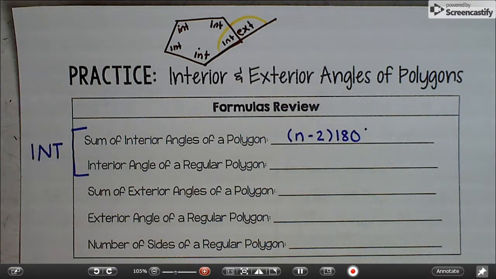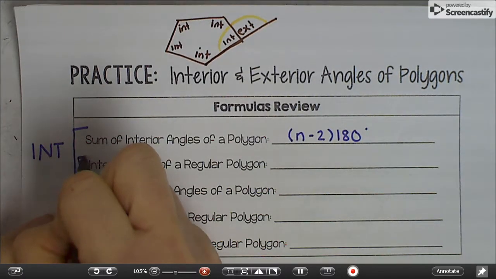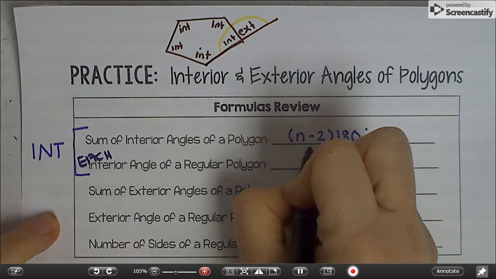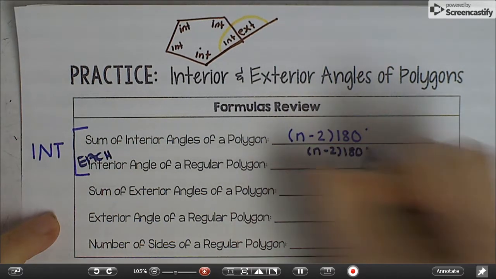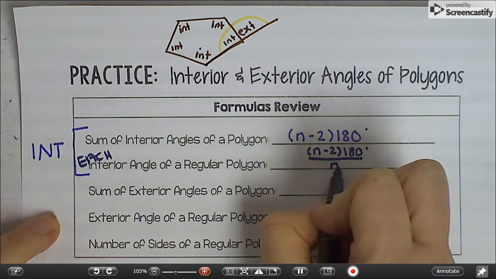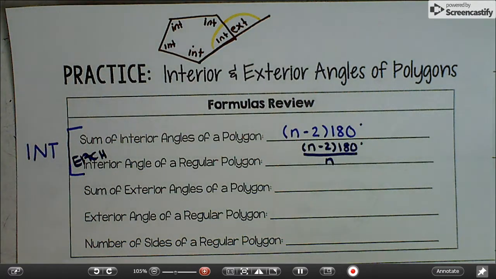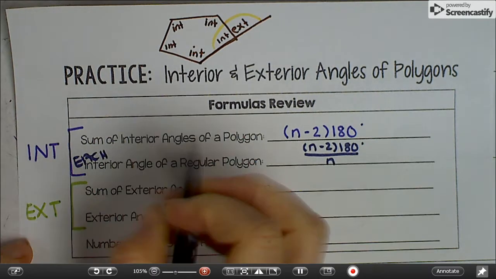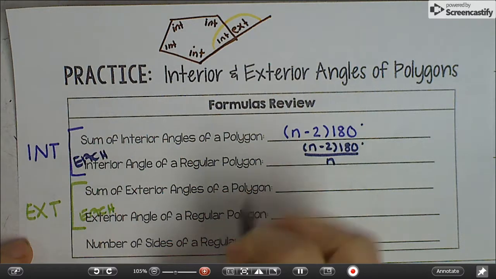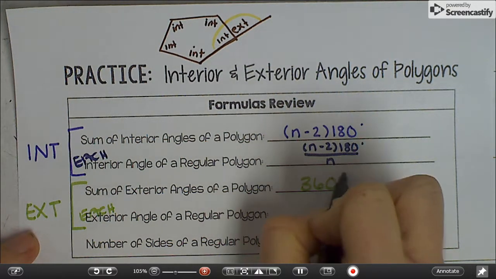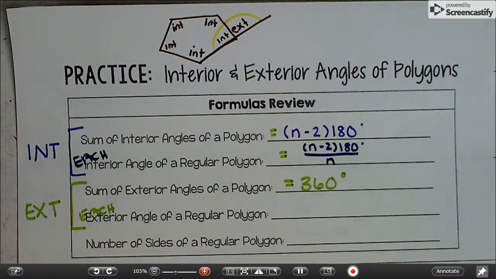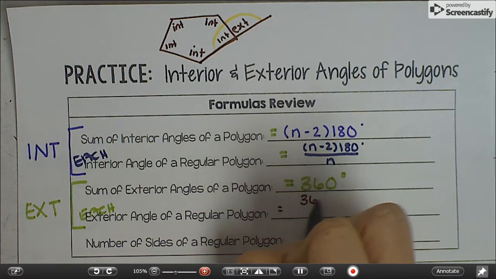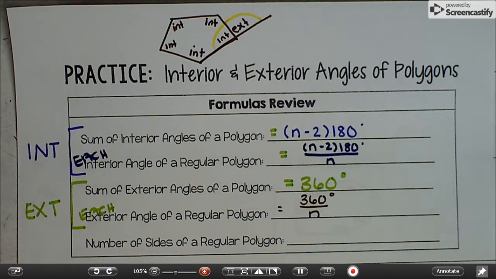All right, and this is each interior angle of a regular polygon. First, you find the total number of degrees inside the polygon, and then you divide it by the number of sides. So they're fairly similar formulas, but they work independently. These 2 formulas have to do with the exterior angles. The sum of the exterior angles of a polygon is always 360 degrees. And each exterior angle would be 360 degrees divided by the number of sides.